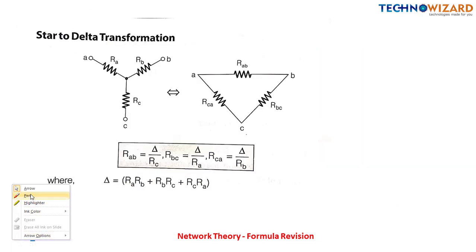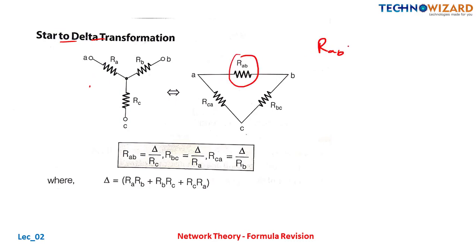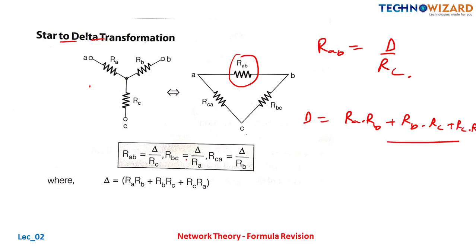Okay. Now how can you do star to delta conversion? This is the star connection and you have to find the delta. If you want to find RAB, then RAB is equal to delta upon RC. So what is delta here? Delta is RA into RB plus RB into RC plus RC into RA. This is how you can find the delta. So RAB is equal to delta upon RC.